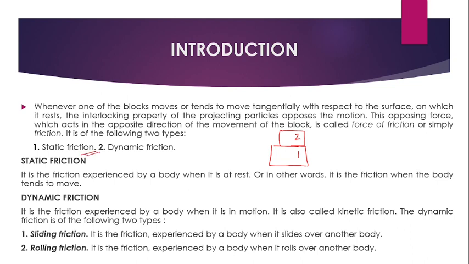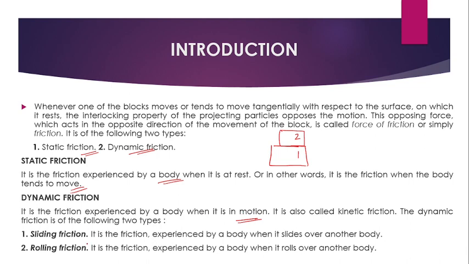There are two types of friction: static friction and dynamic friction. Static friction is the friction experienced by a body when the body is at rest, or in other words, it is the friction when the body tends to move. Whereas dynamic friction is the friction experienced by a body when it is in motion.